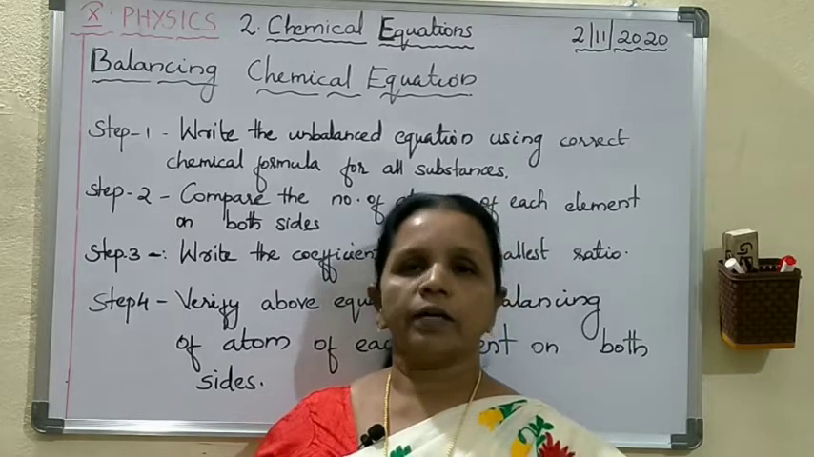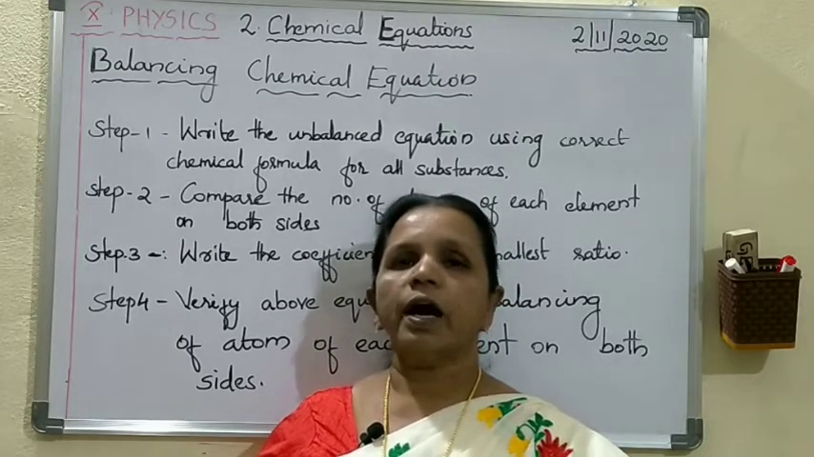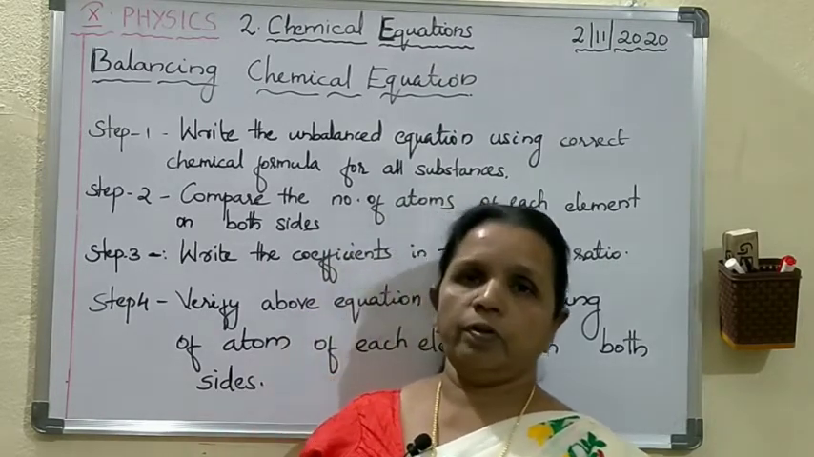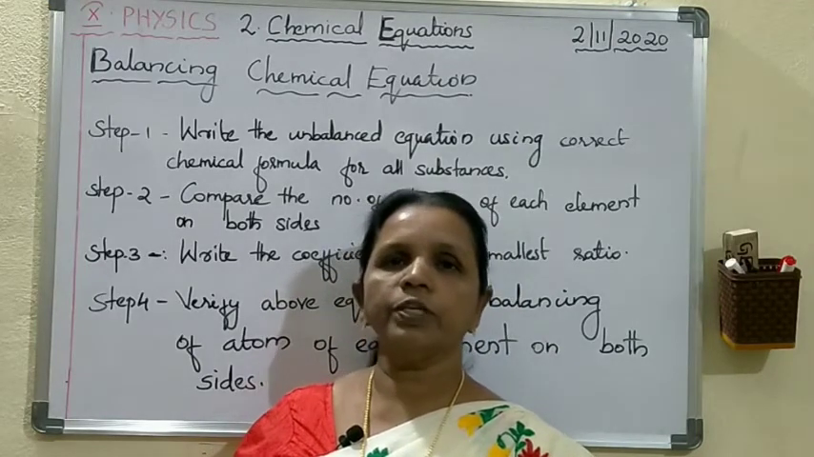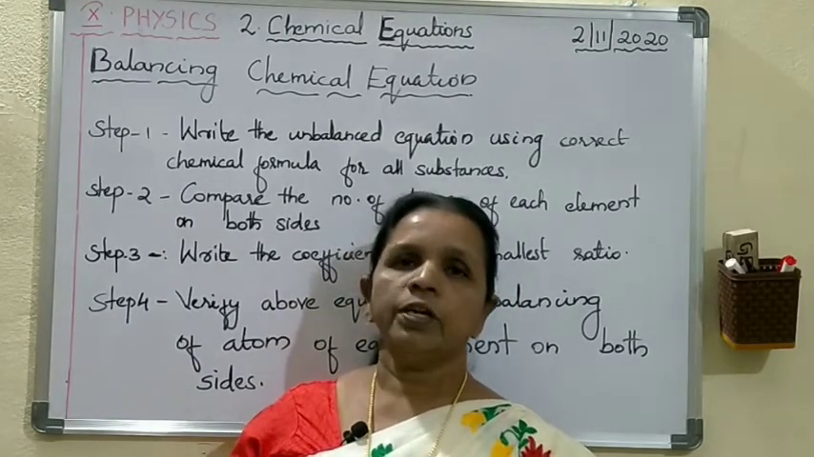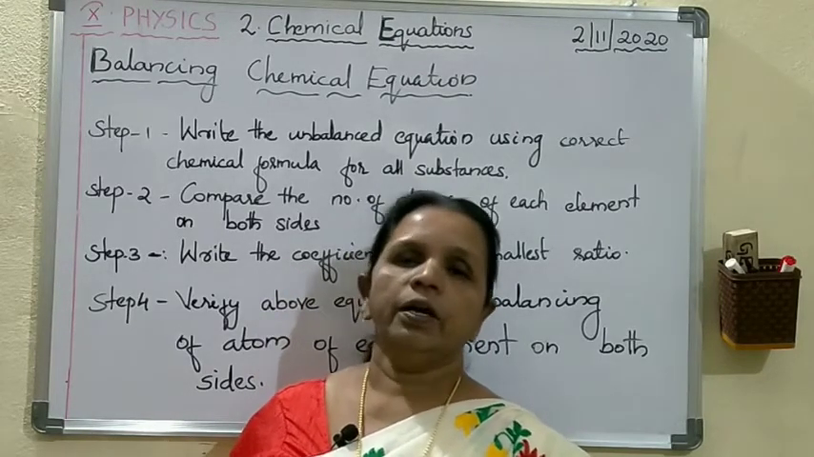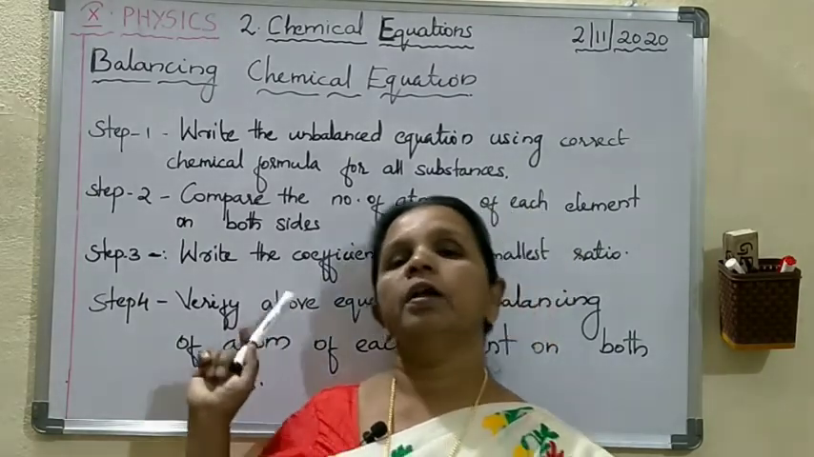According to the law of conservation of mass, the atoms participating in a chemical reaction before is equal to after. That means the total mass of atoms of each element before reaction is equal to the mass of each element after the reaction. Therefore, that is why we have to balance a chemical reaction.